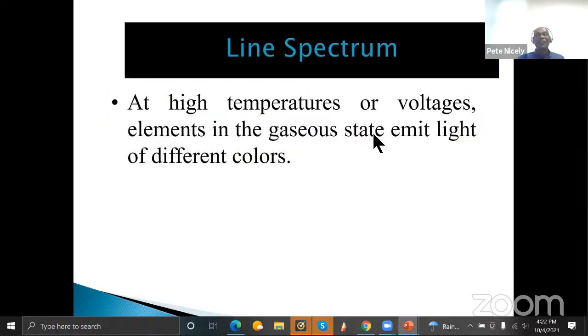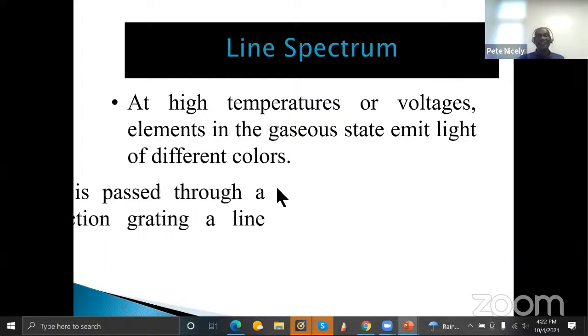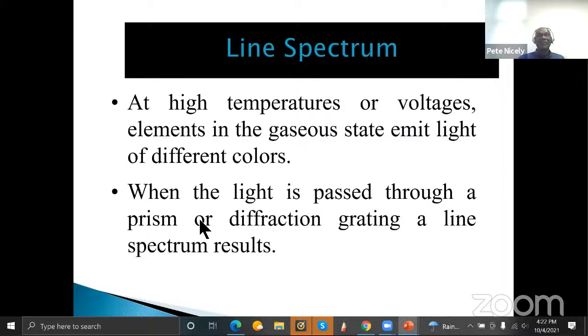Now, when it comes to certain gases, certain elements existing as gases under extremely high temperature or voltages, you'll find that light will be emitted by these gases, and these types of light will be of different colors. So what we're going to look at is what happens if we have hydrogen.